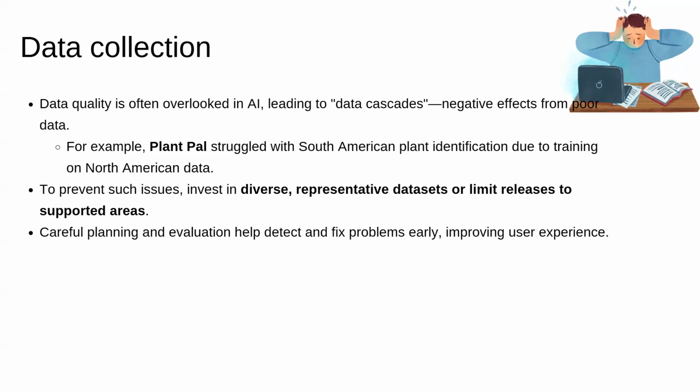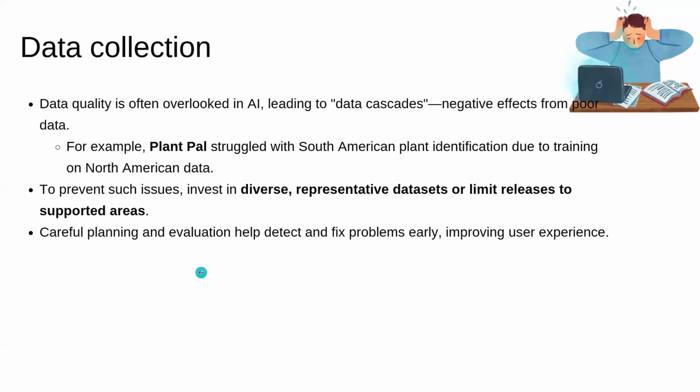So this is the problem that you overlook, right? You didn't think about it in the beginning of the project, which is why your data set, during the collection time, should be diverse, it should be sufficient, it should be responsible, so that you will have good quality data, right? Otherwise, you may limit releases to the supported areas. If you're using the data set from South America, then your mobile app should be restricted to the supported areas. Otherwise, the output quality may not be really great, right? It may not be accurate.